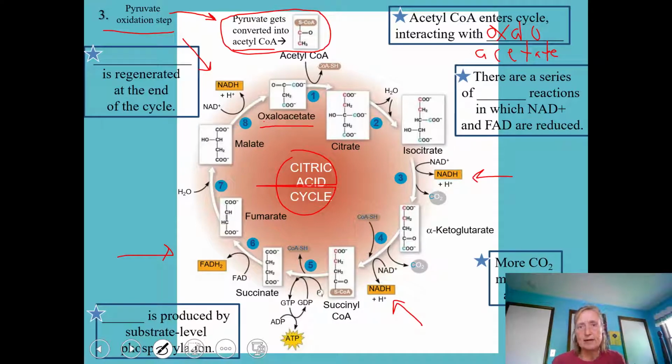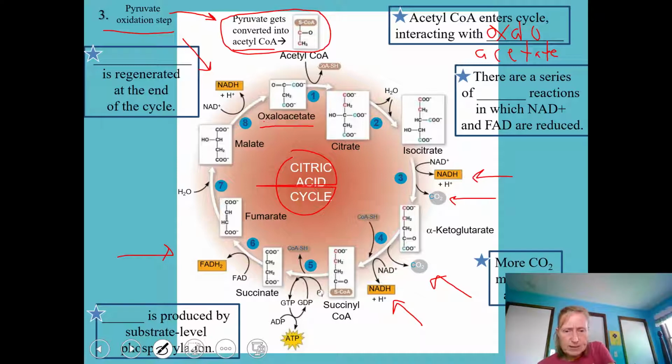FADH2 is another shuttler of high energy electrons. FAD can be reduced to FADH2. It can pick up high energy electrons. Think of it as a smaller dump truck. It doesn't have quite as much energy as NADH, but yeah, we're making these reduced electron shuttlers. What else is happening in this citric acid cycle? Hey, more carbon dioxide is being released along the way. In two of the steps, carbon dioxide is being released as a waste product.